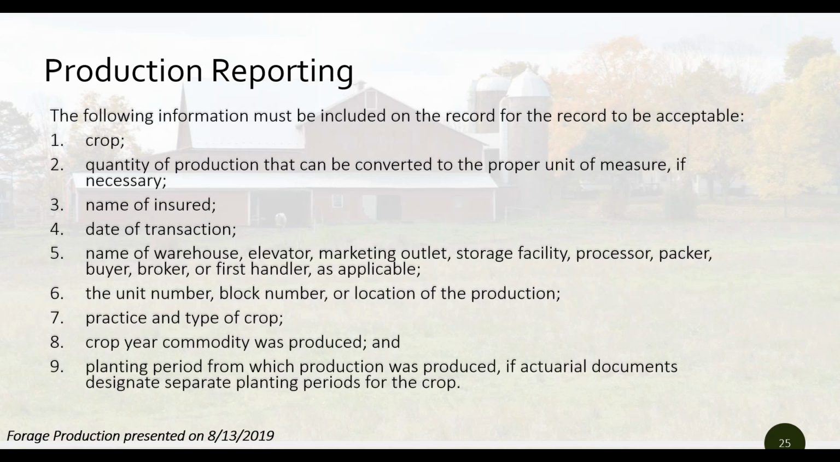Identify the practice and type of crop, the crop year the commodity was produced, and the last one really isn't applicable to forage production, but those items 6 through 9 sometimes may not be provided on the record, so you want to make sure that you do put those on it. So for example, you might have a warehouse ticket. It's not going to specify whether it was irrigated or alfalfa grass or grass alfalfa mixture. You'll want to include that information on those records.